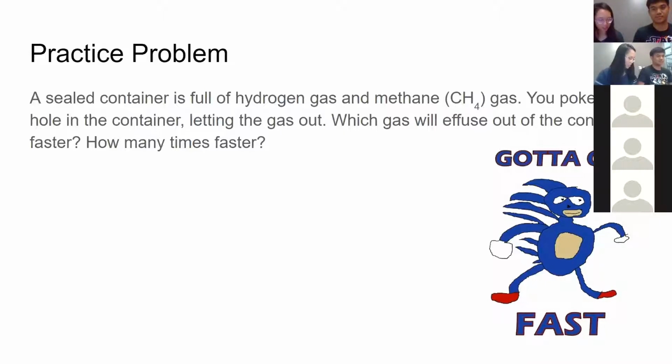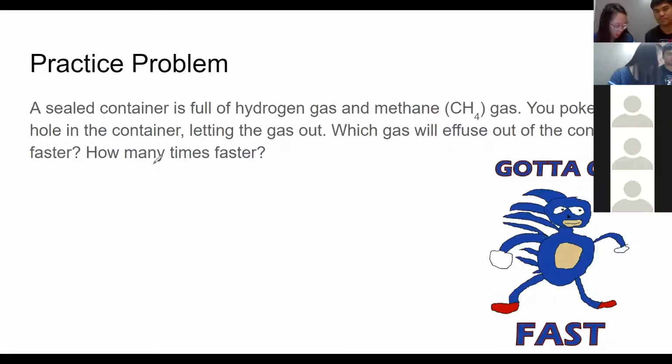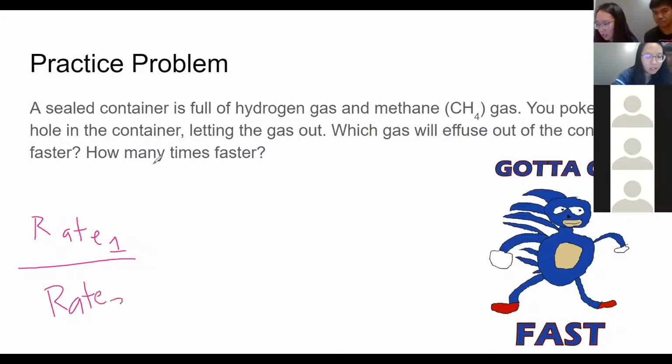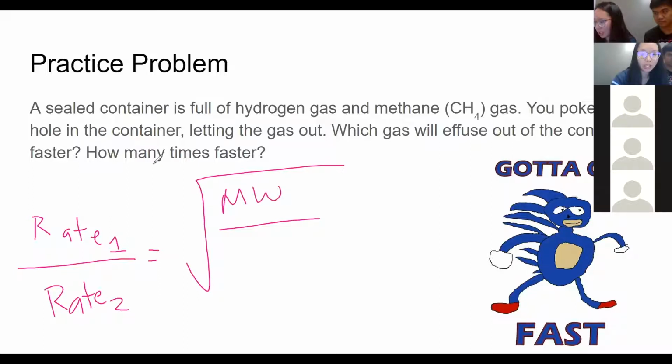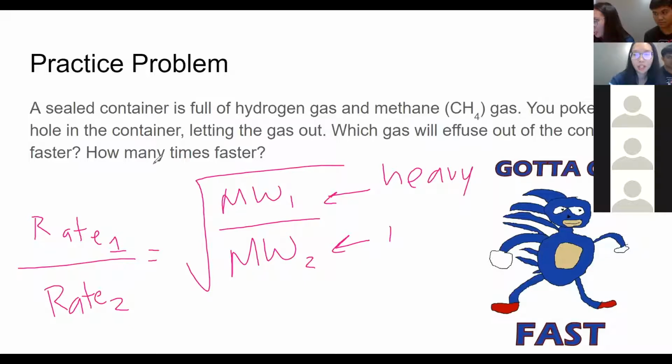Next one, this is going to use the diffusion and effusion equation. If you remember, this is another equation that you should memorize. It's going to be rate 1 over rate 2 is equal to the square root of molecular weight 2 over molecular weight 1. And to make your lives easier, Dr. E says always put the heavy one on top and the lighter one on the bottom.